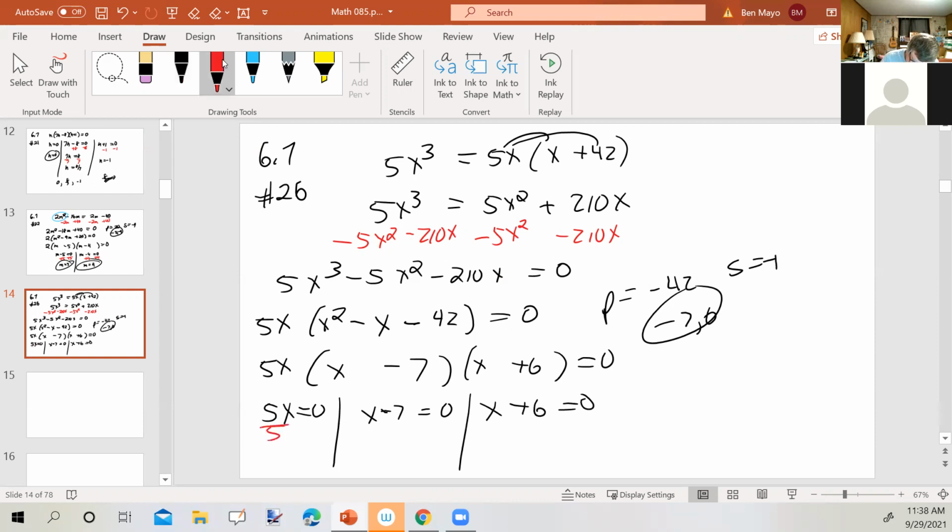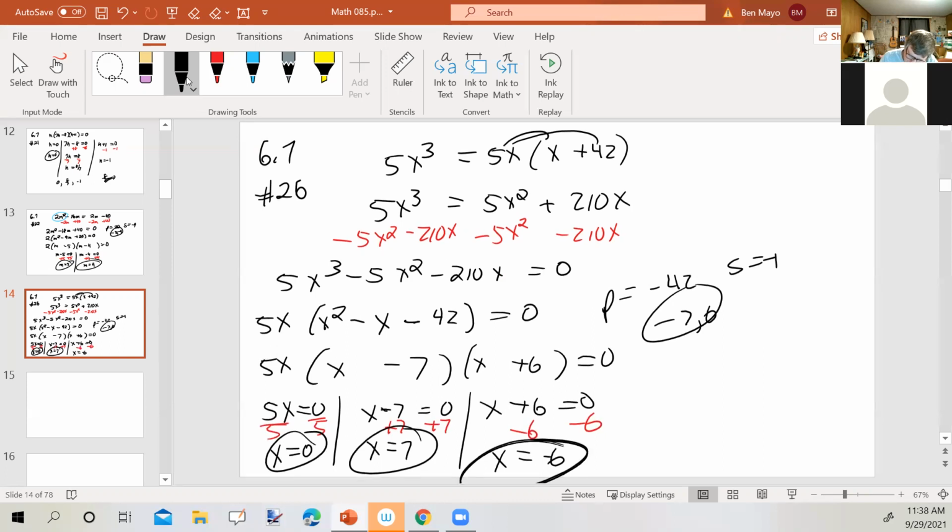5x equals 0, divide both sides by 5, and we get x equals 0. x minus 7 equals 0, add 7 to both sides, and we get x equals 7. x plus 6 equals 0, subtract 6 from both sides, and we get x equals negative 6. So our answers are 0, 7, and negative 6.